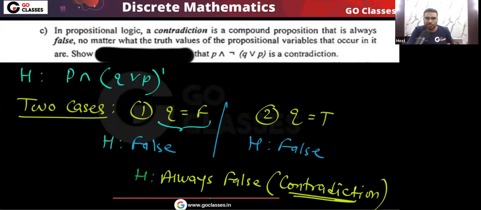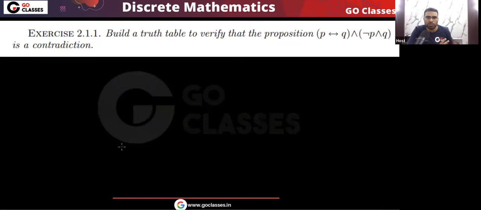This by-case method, did you understand the by-case method? The logic behind by-case method, did you understand? And this is a beautiful method, let me tell you. You never have to apply the truth table. Okay, let's solve a lot of questions. Let's solve this question. Build a truth table. By creating a truth table, verify that this proposition is a contradiction.